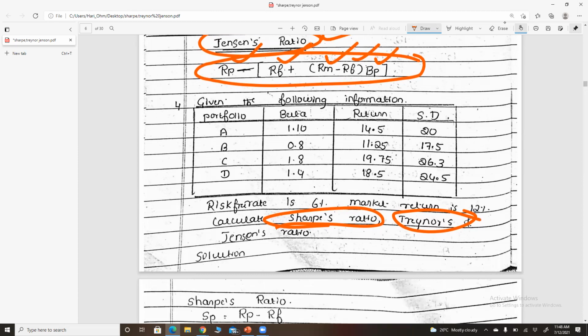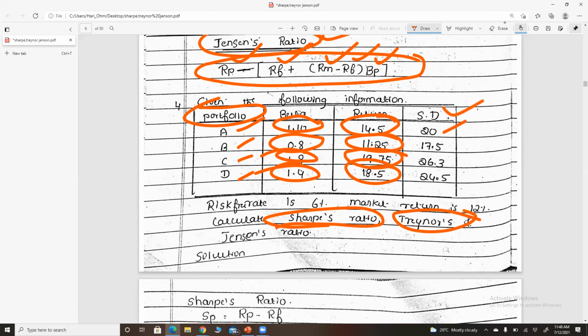Given the following information, the portfolios are A, B, C, D. Beta is given as 1.10, 0.8, 1.8 and 1.4. Return is given as 14.5, 11.25, 19.75 and 18.5. Standard deviation is given as 20, 17.5, 26.3 and 24.5. Risk-free rate is 6%. Market return is 12%. Calculate the Sharpe ratio, Treynor's and Jensen's ratio.